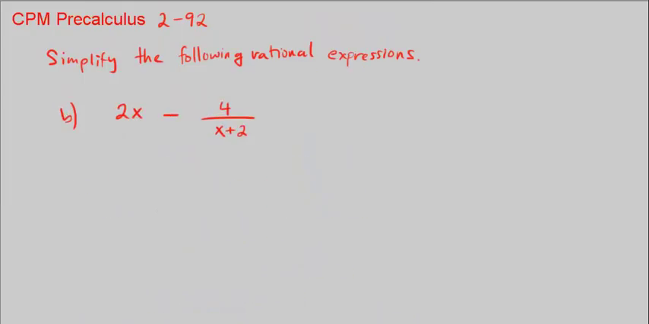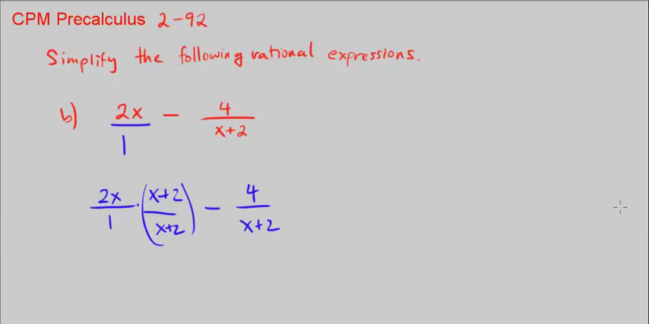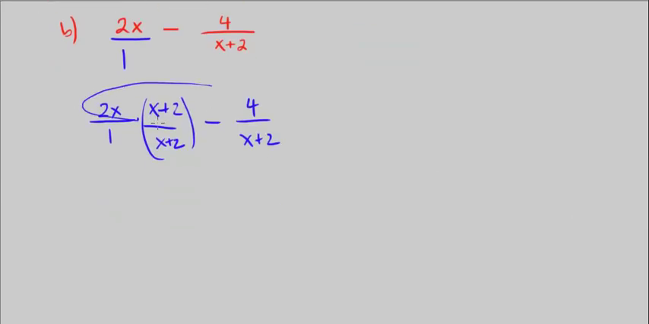Part B, we're given another expression, right? This first one is 2x. What is in the denominator here? Well, in the denominator here is just 1. So how do we get a common denominator to add these? Well, we are just going to multiply the first term by x plus 2 over x plus 2, right? That's going to give us a common denominator and allow us to combine the numerators.